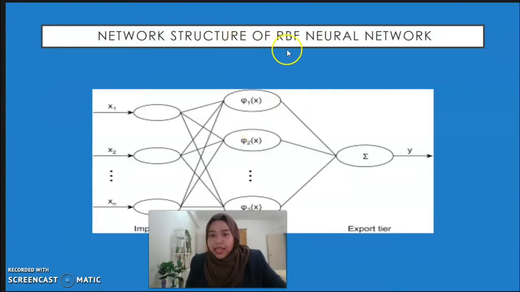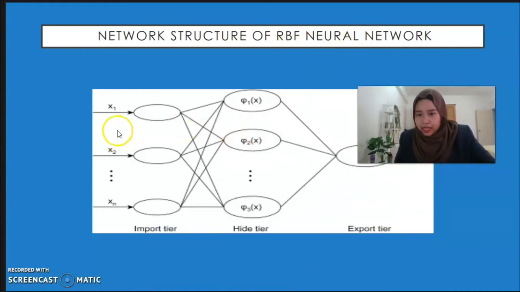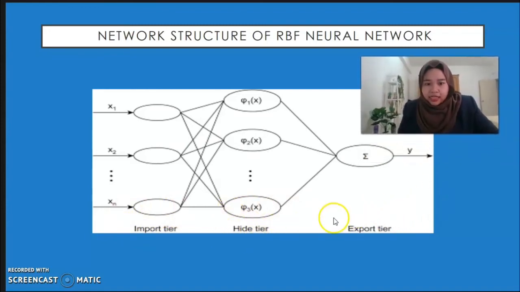So this is the network structure of the RBF neural network. You can see here x1, x2 until xn. This is the first layer, the input tier, the second layer, the hidden tier, and the third layer is the output tier. So the three-layer RBF neural network has strength in nonlinear fitting.